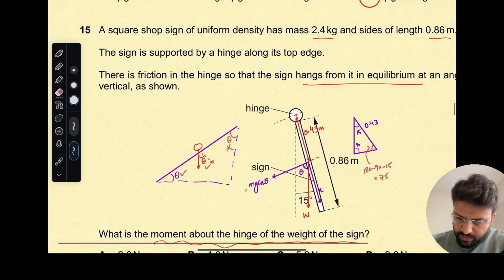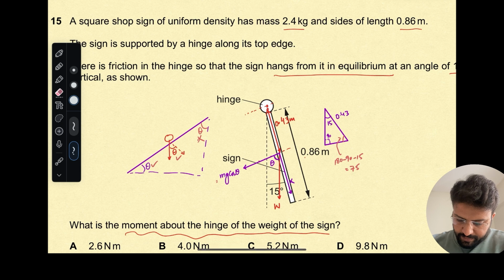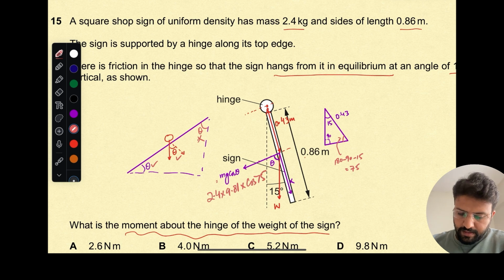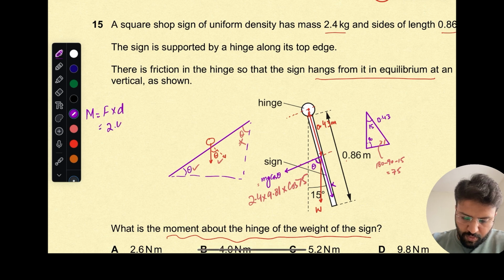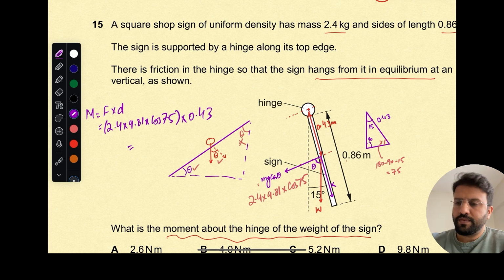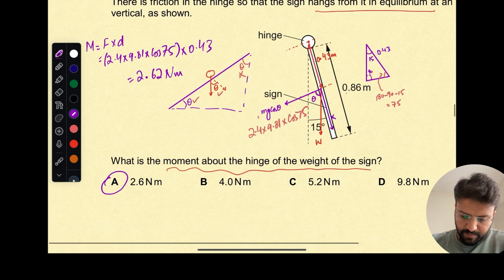So this force, with m also given, is 2.4 times 9.81 times cos of 75 degrees, and the distance is already given, so moment is F times D. This is 2.4 times 9.81 times cos of 75 multiplied by 0.43. This will give you 2.62 newton meters. Okay, it's option A.